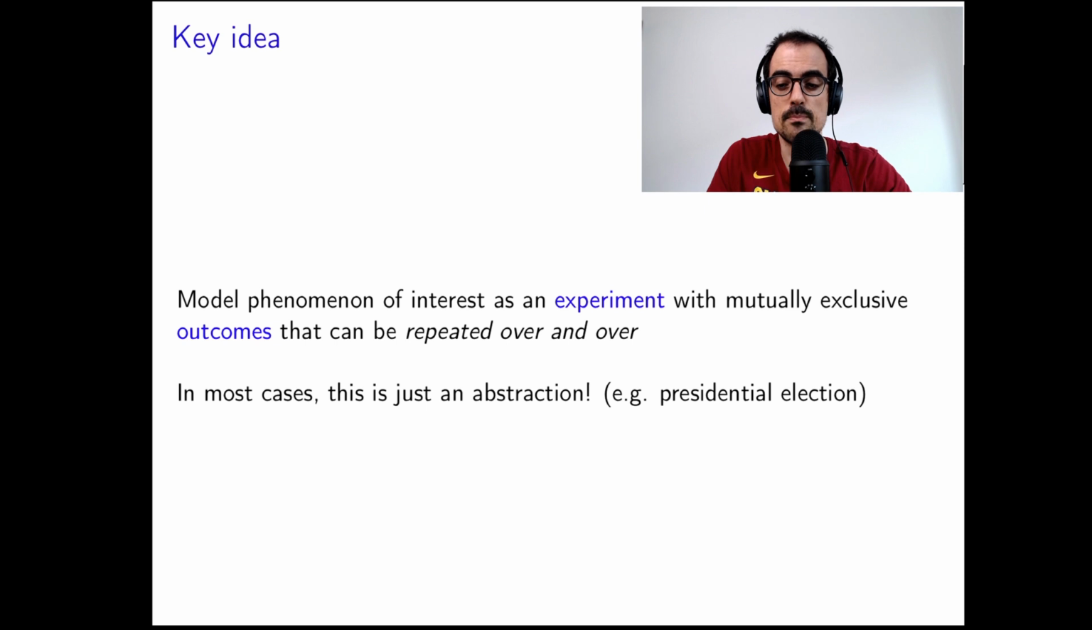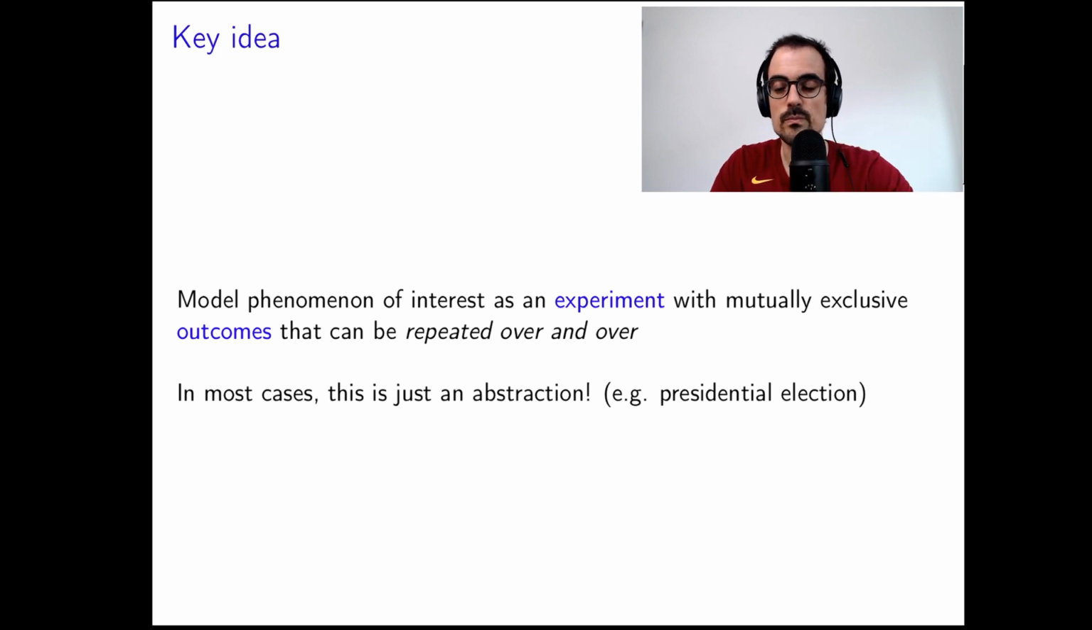Of course, it's important to emphasize that in most cases, this is just an abstraction. If we're modeling the next presidential election, the next presidential election is not going to happen over and over and over. It's going to happen once, and we're going to have to live with the results for the following 4 years. So we're not going to be able to repeat it over and over and over. However, thinking about it as an experiment will allow us to define probabilities and reason about the uncertain event with these probabilities, which is extremely useful. Okay, in fact, it is the cornerstone of probabilistic modeling and statistics.